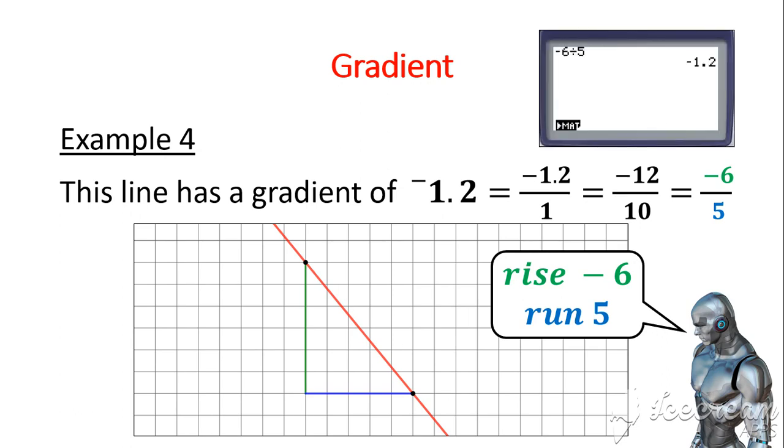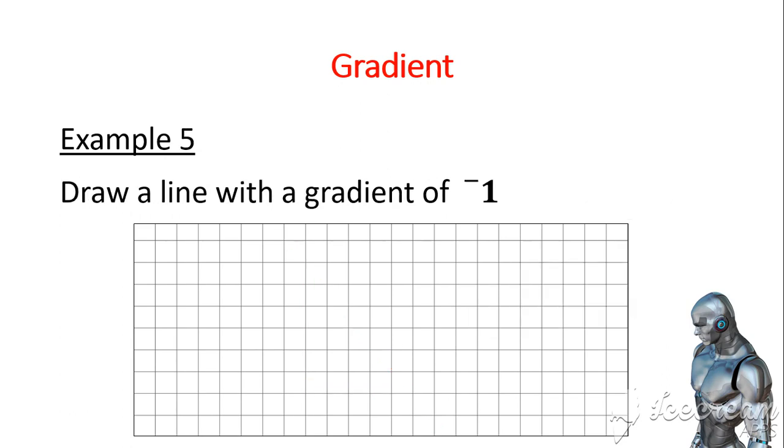All right. Last example, how do I draw a gradient of -1? Well, once again, it's a whole number, so write it as a fraction, -1 over 1. Pick somewhere on the grid, go down 1 and go to the right 1, and we have a gradient of -1.